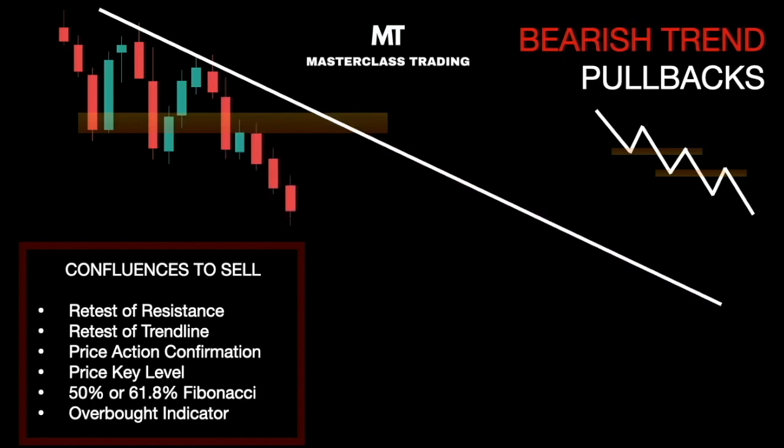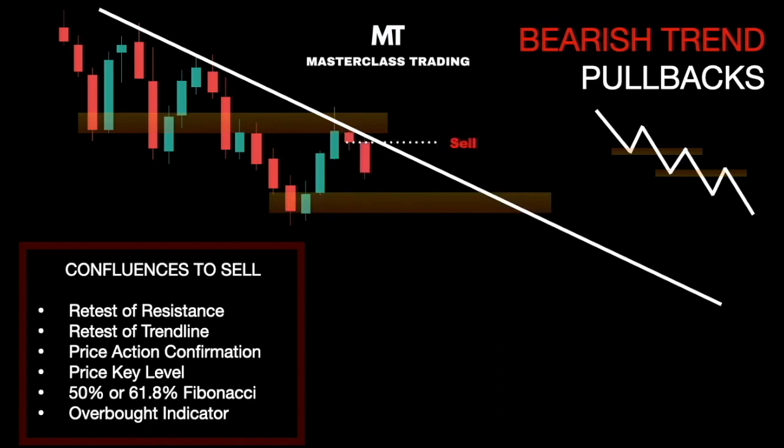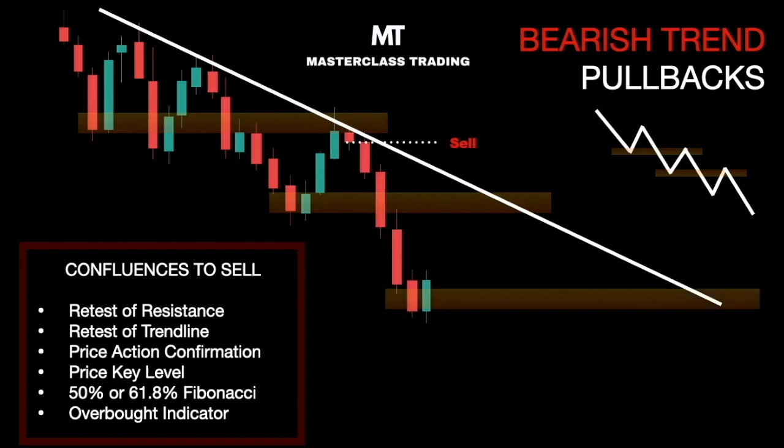As we can see in the chart, price is pushing to the downside and retracing to resistance after every push. Price always moves in waves, and this will help us to enter in the market with a good risk-reward ratio. When price retraces, creating an opportunity to sell, we need a list of confluences to support our trading idea. The main confluences to look at when selling for a continuation of the downside movement are the retest of resistance, retest of trend line, bearish price action confirmation, price key level, overbought indicator, and Fibonacci retracement to 50% or 61.8%.